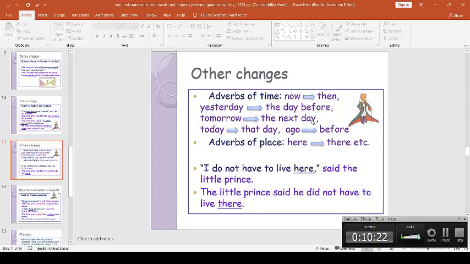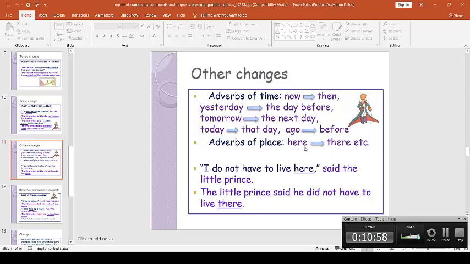If you see now in the sentence, you must change it into then. Yesterday will be the day before. You can't put them as they are. You must change them. Tomorrow, it will be the next day. Today, it will be that day. And if you have tonight also, it will be that night. And ago, before. Again, now, it will be then. Yesterday, the day before. Tomorrow, the next day. Today, that day. And tonight also, that night. Ago, it will be before.